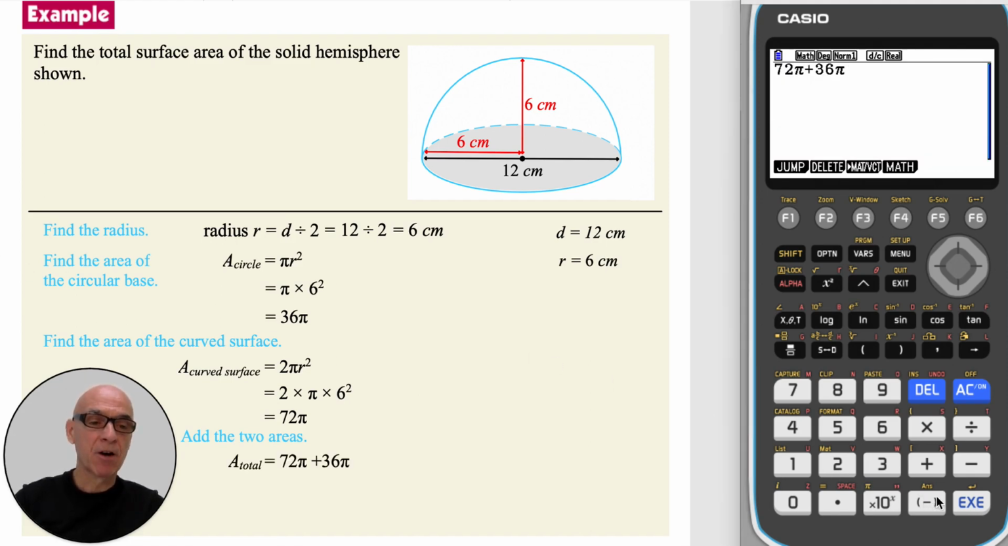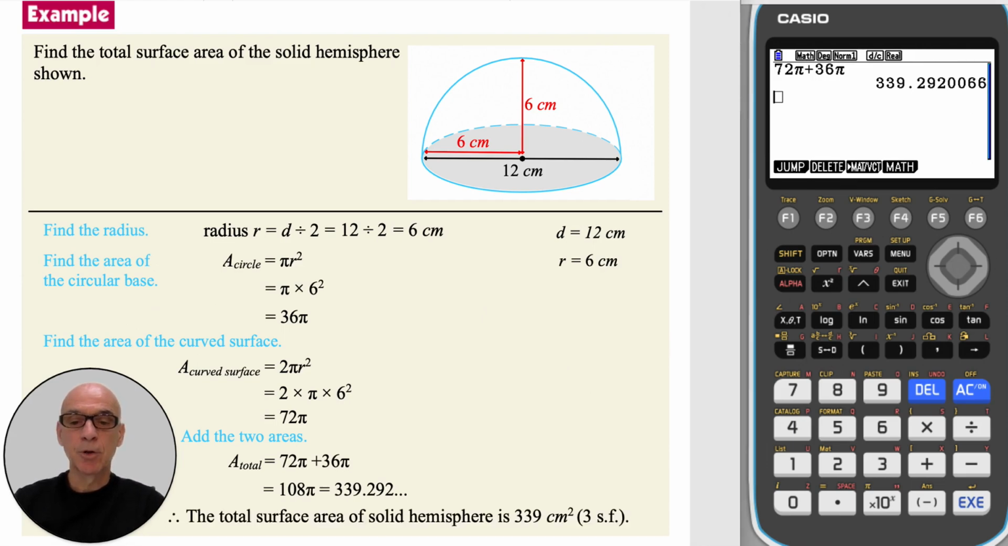Performing the calculation gives the value shown. So the total surface area of the solid hemisphere is 339 centimeters squared, correct to 3 significant figures.